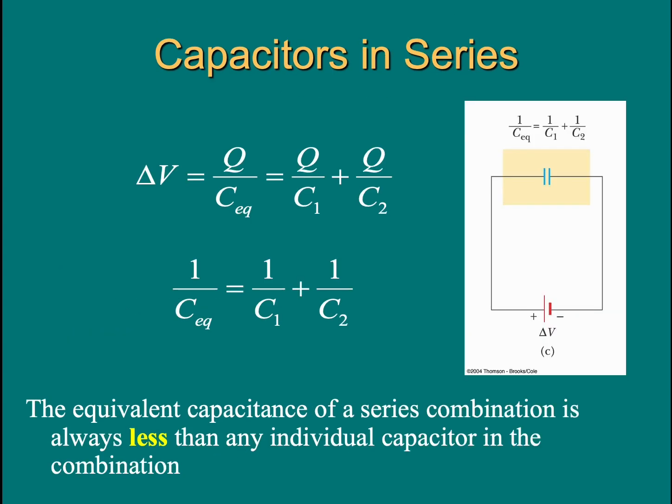Using the property delta V equals delta V1 plus delta V2, and replacing delta V1 by Q over C1 and delta V2 by Q over C2, we can find a relation for the equivalent capacitance of two capacitors in series. It's given by the equation 1 over CEQ equals 1 over C1 plus 1 over C2.